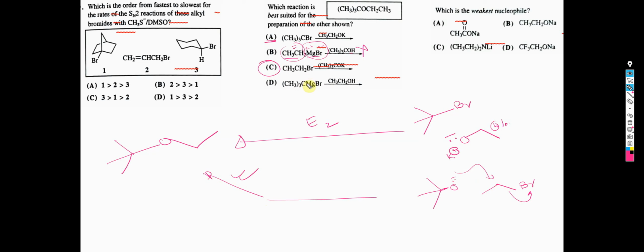And here also same story, carbon negative charge, magnesium bromide, 2 plus 1 minus, overall 1 positive charge, but there is no leaving group here. So therefore this reaction is not going to work either. So C is the only right answer, and this is going to react by an SN2 mechanism.